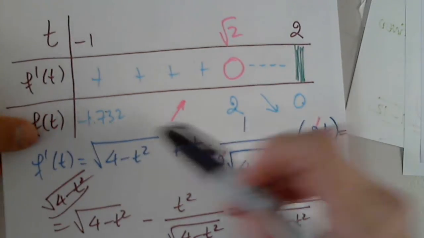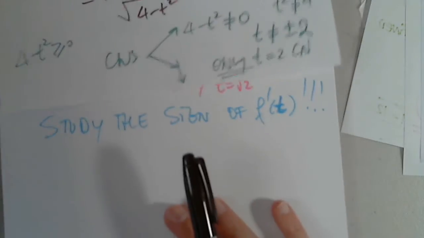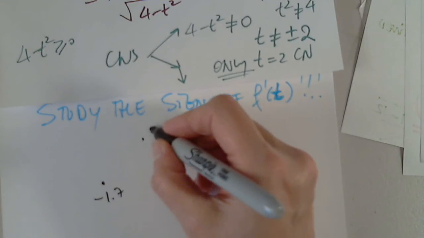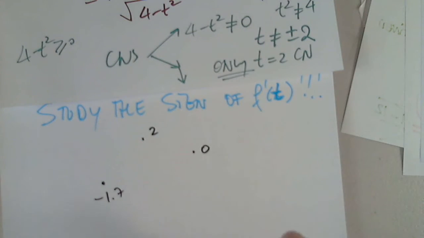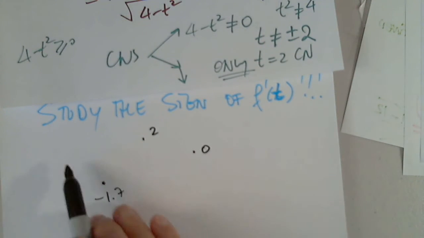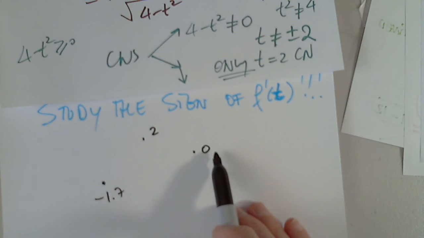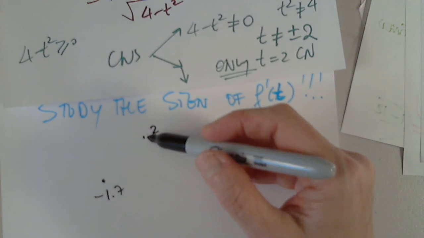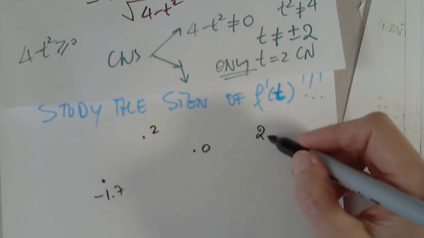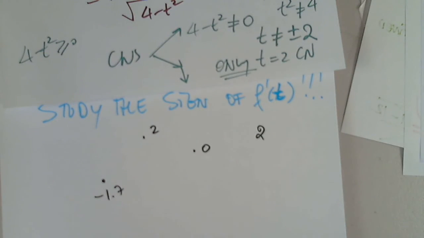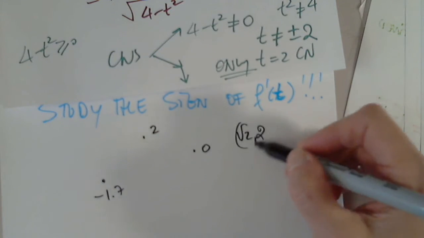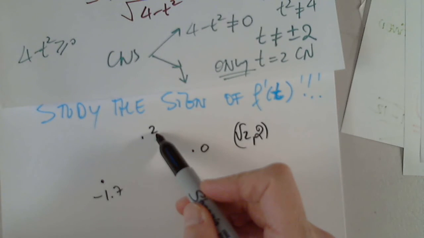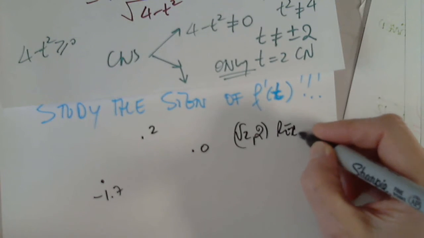So I'm not graphing the function, but I see these three values, something like this: -1.7, up to 2, down to 0. So let's start with this one. So what type of point is the square root of 2 comma 2? Which is this point? A relative max. It is a relative max.